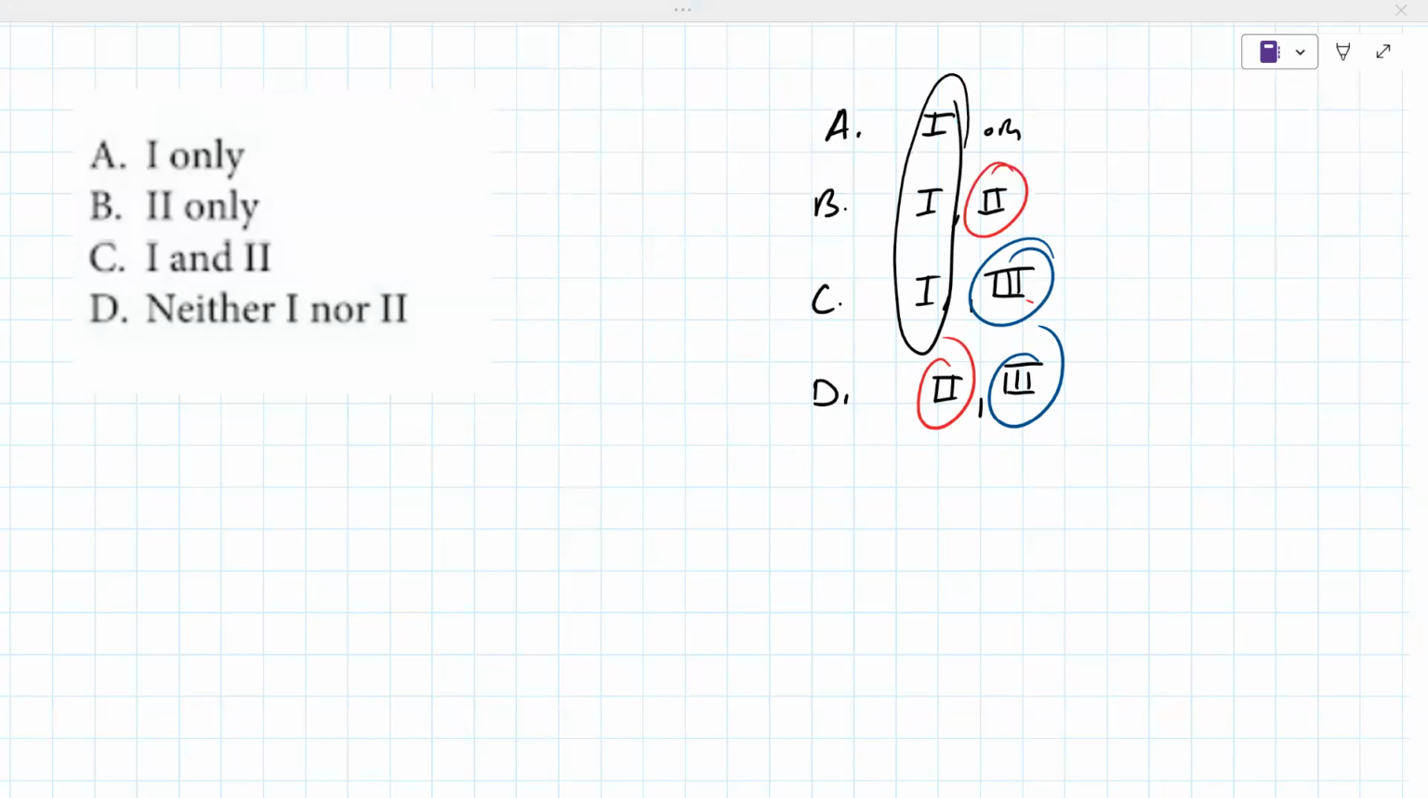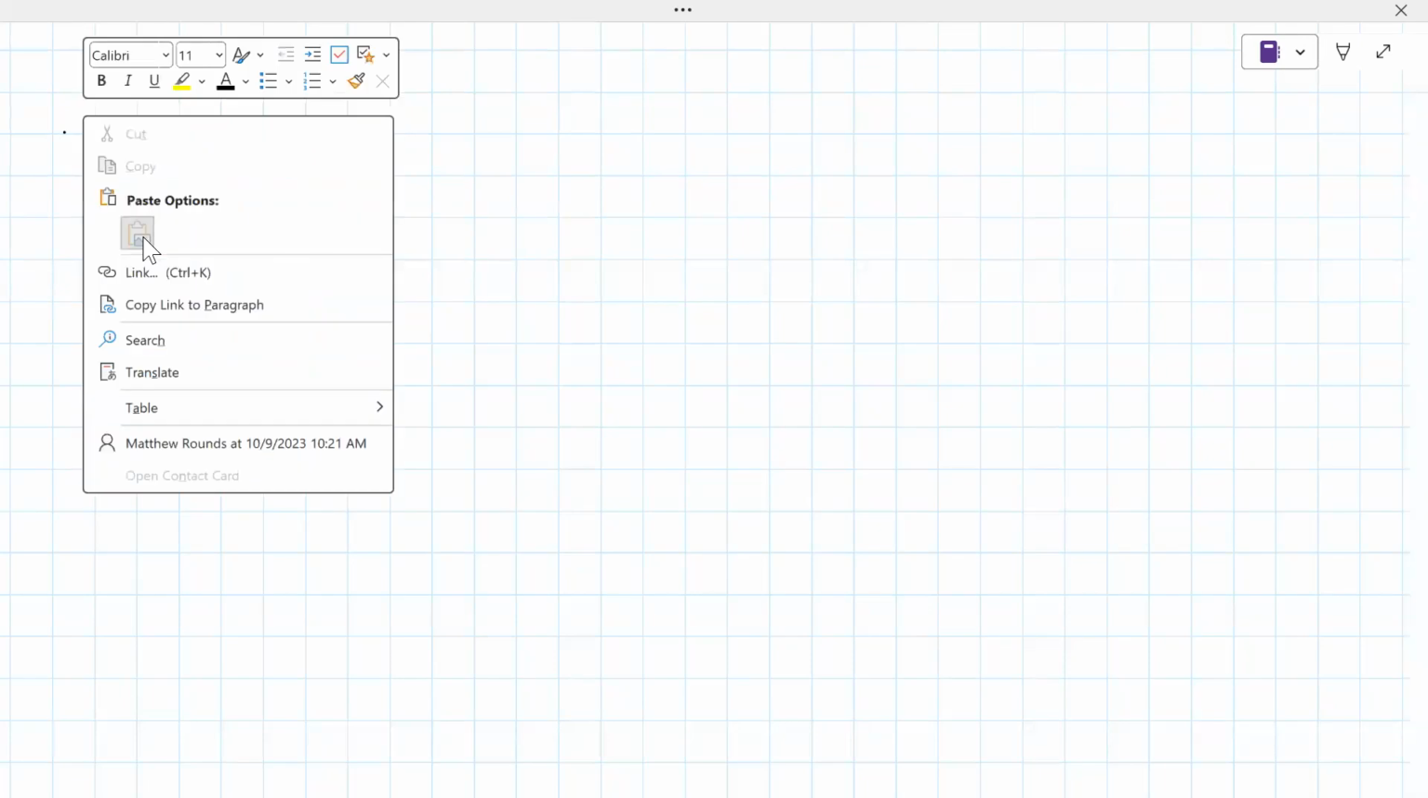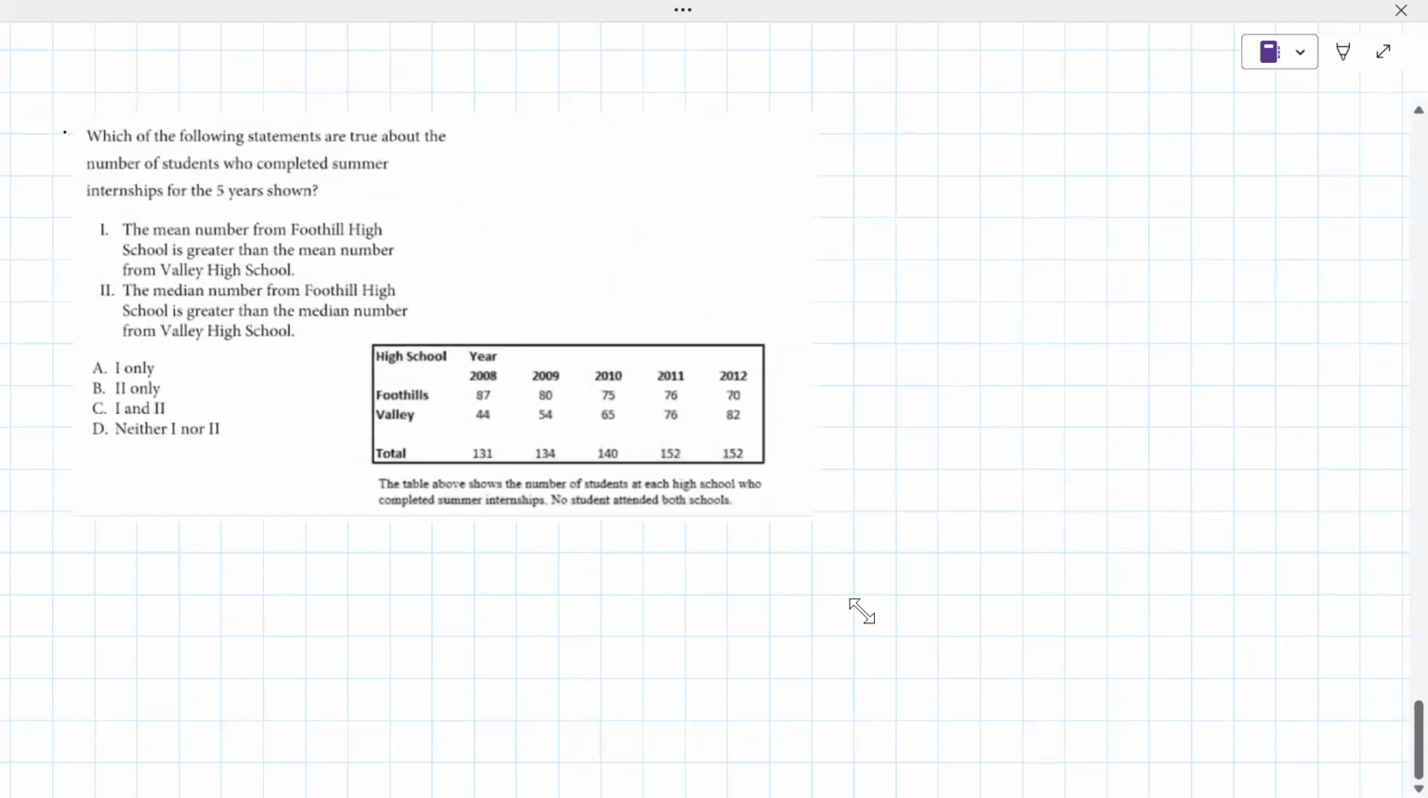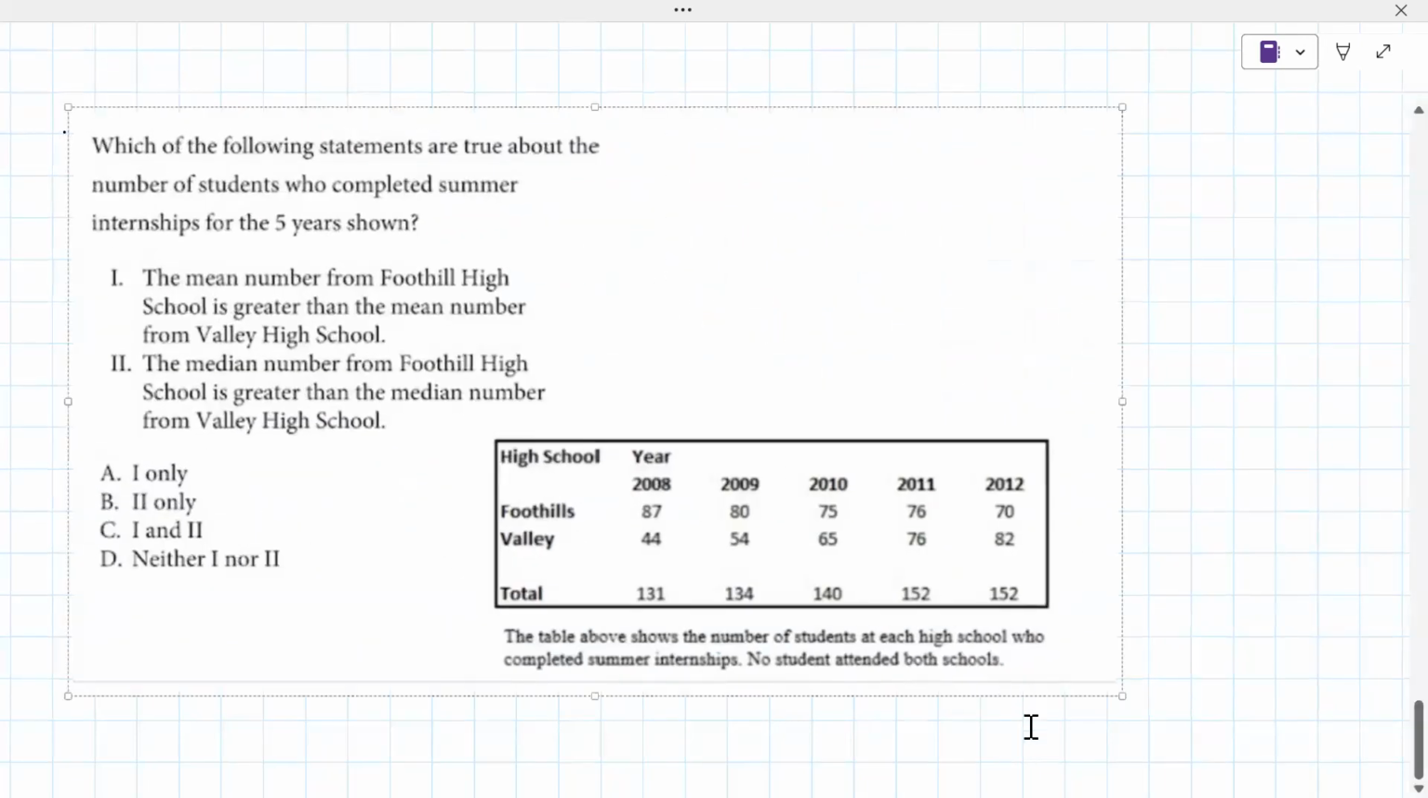Okay. So we're going to go into some statistics next. I think I remember you saying, hey, I haven't had a statistics class. This is a new direction on the test, but you need to know some of this. So let's actually look at the answers first. The mean number from Foothill High School is greater than the mean number from Valley High School. The median number is greater than the median number from Valley High School.